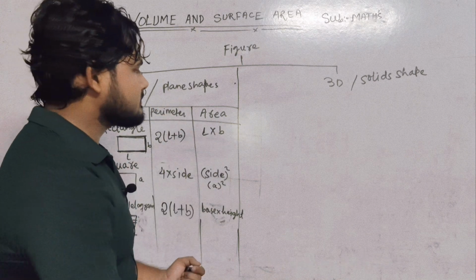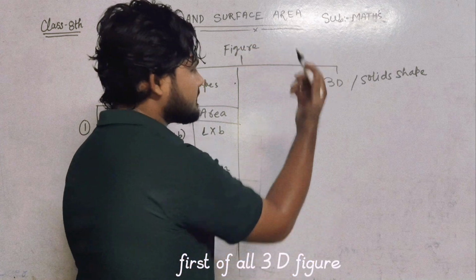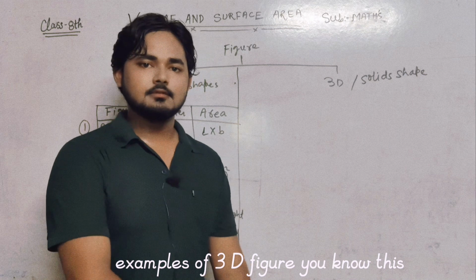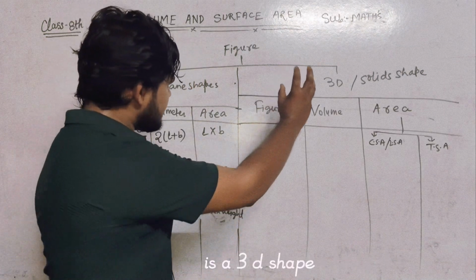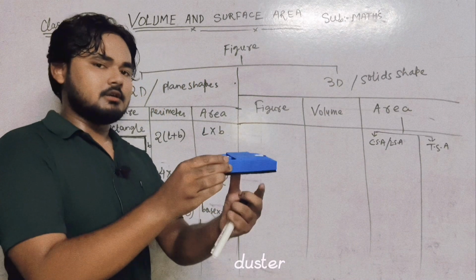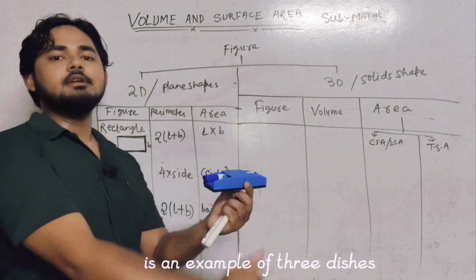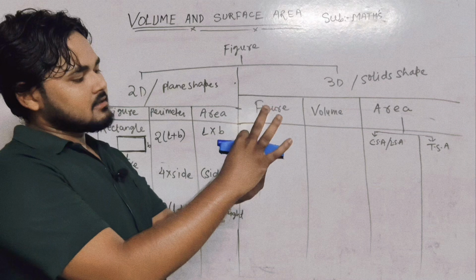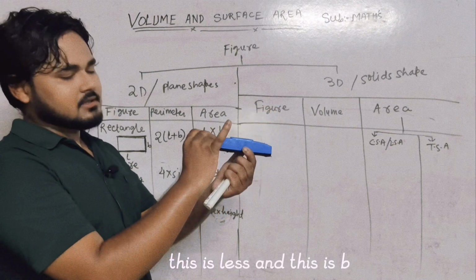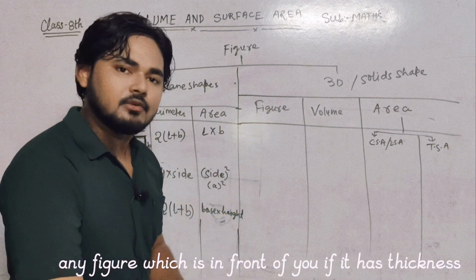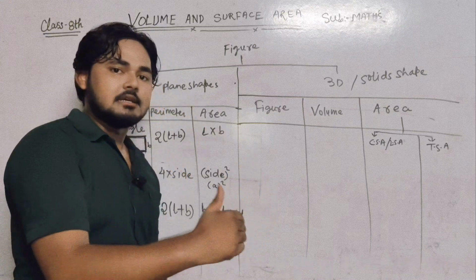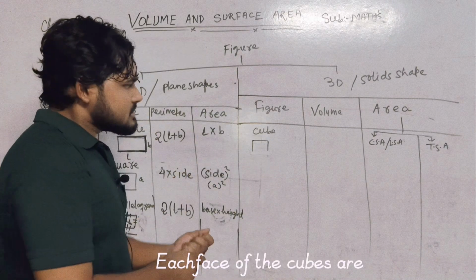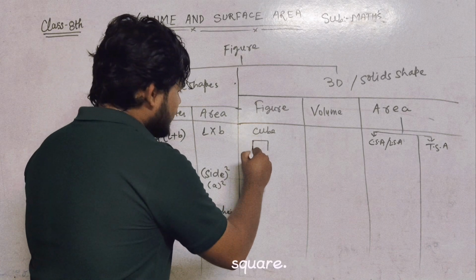Now student, listen. First of all, 3D figures. Student, there are so many examples of 3D figures. This is a 3D shape. This duster is an example of a 3D shape. Why this duster? Because it has thickness. This is thickness, this is length and this is breadth. Any figure in front of you, if it has thickness, then that is a solid shape. Cube. This is a cube. Each face of a cube is a square.